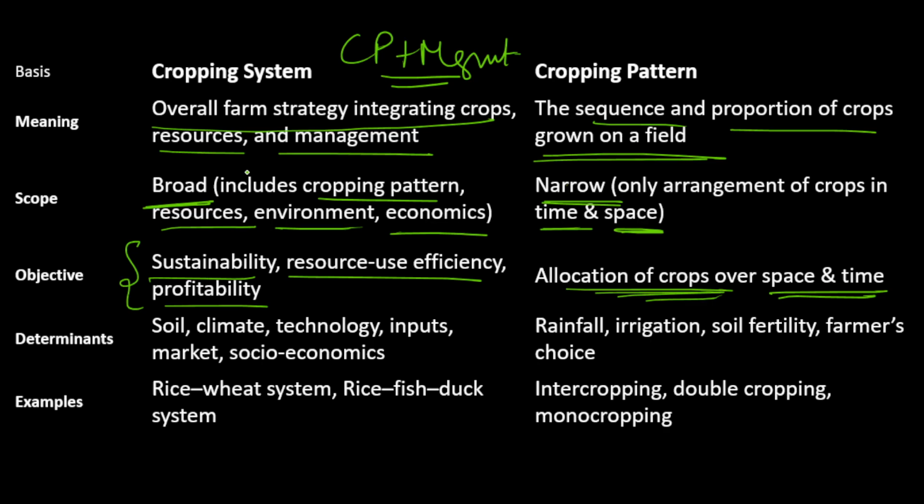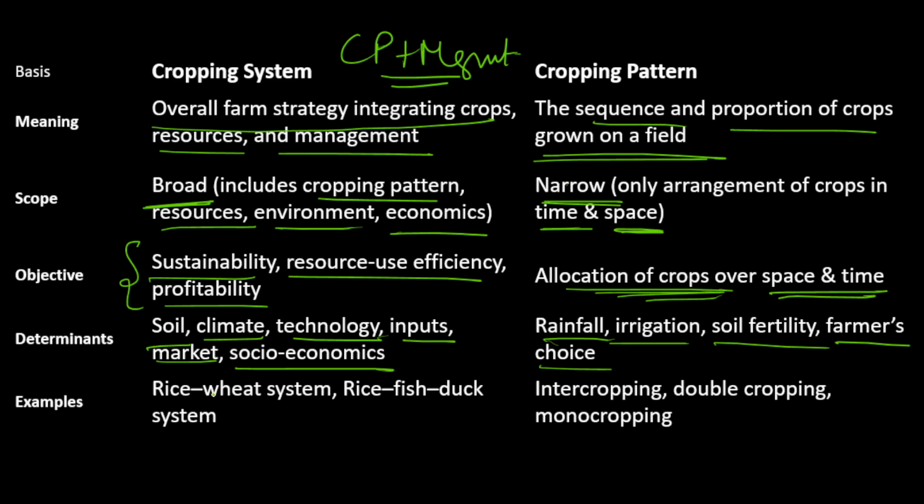Determinants: the determinants of cropping system will be soil, climate, technology, inputs, market, socio-economics. All these will be determinants of cropping system. Whereas the determinants of cropping pattern will be rainfall, irrigation, soil fertility, farmers' skills. All these things will be determinants of cropping pattern.